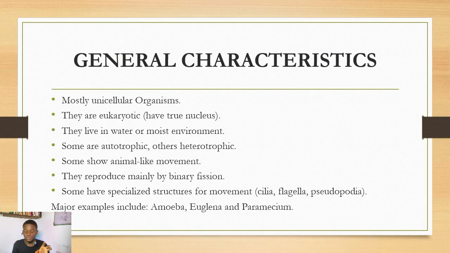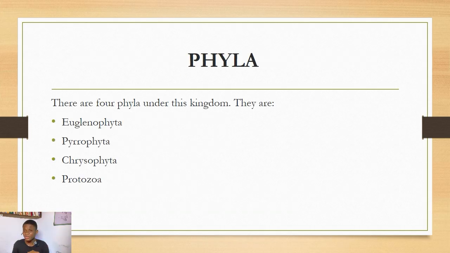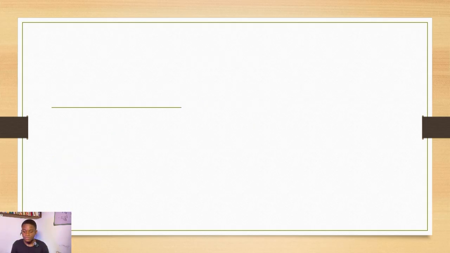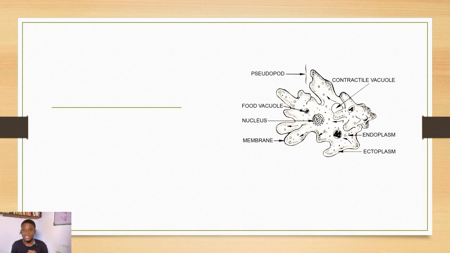All right, so next we're going to talk about the phyla under Kingdom Protista. We have four phyla: the Euglenophyta, the Pyrophyta, the Chrysophyta, and the Protozoans. All right, so let's describe the protozoa.